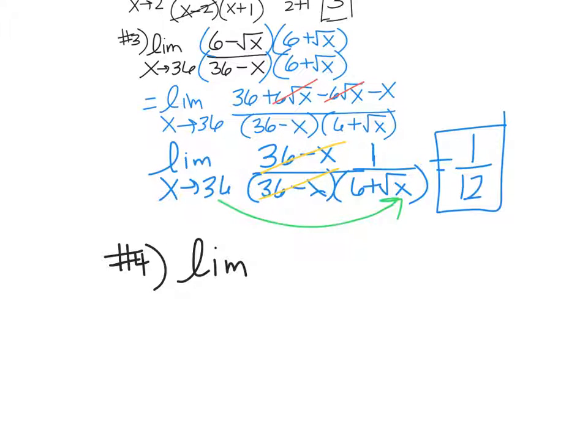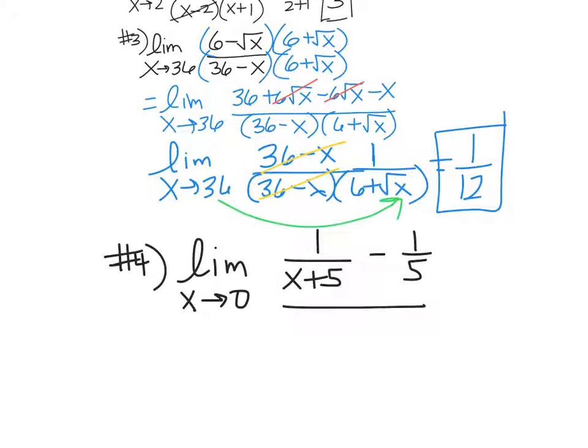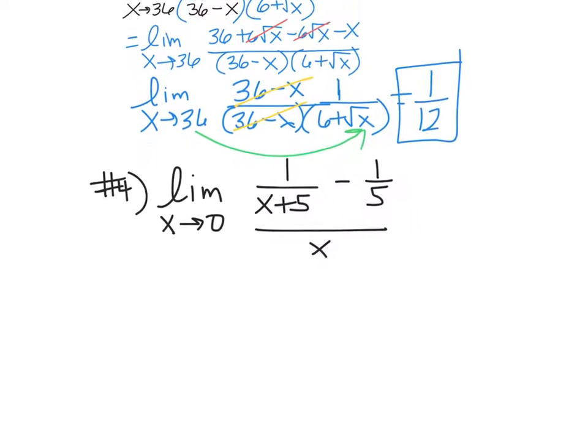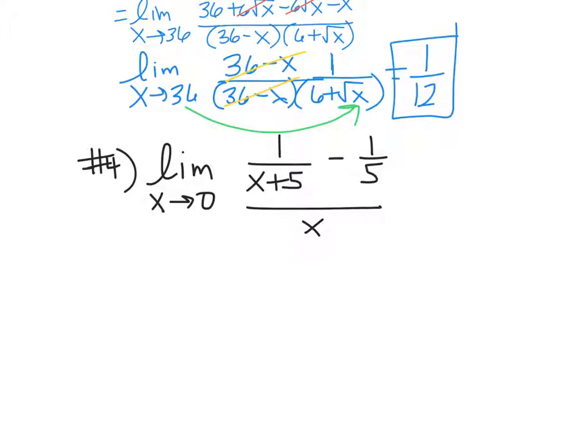Oh, I think we've already done this one. The limit as x goes to 0 of 1 over x plus 5 minus 1/5, all over x. We've done one like this before. But these fractions are tough. You have to know how to add these rational expressions together, and you have to get a common denominator, and you have fractions over fractions, and it's really hard. So, should we try it with you?